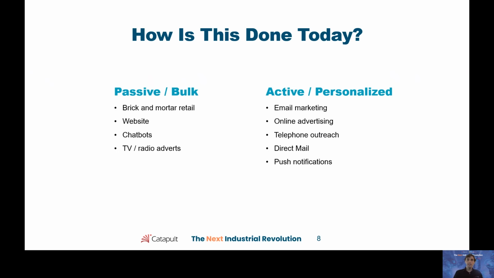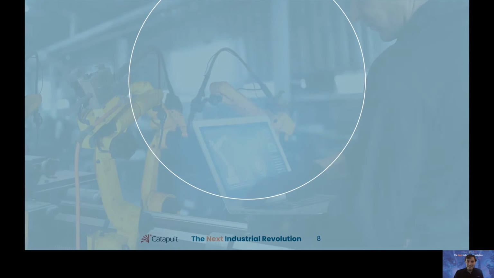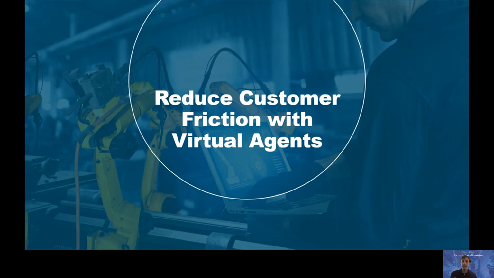In many cases. So now let's think about some new things, right? What's new? What's exciting? What's fun that I can tell you about that might give you ideas for things you can take away today and go and implement or think about? So the first thing we've had a lot of success with at Catapult is reducing customer friction with virtual agents.